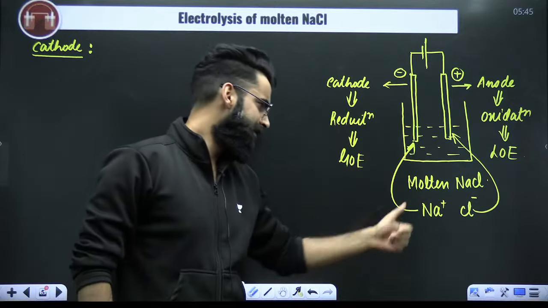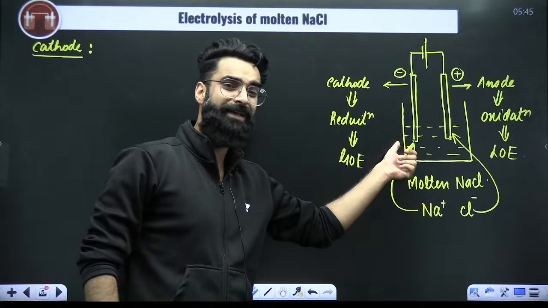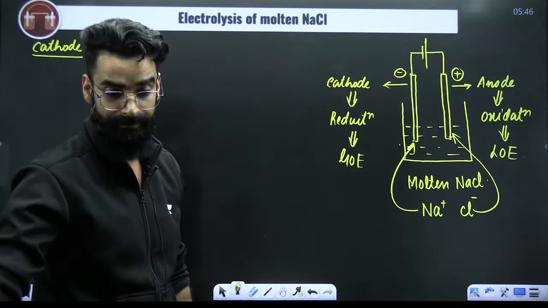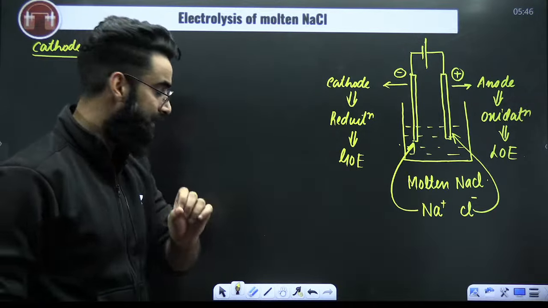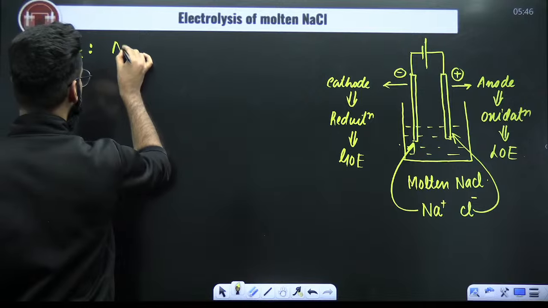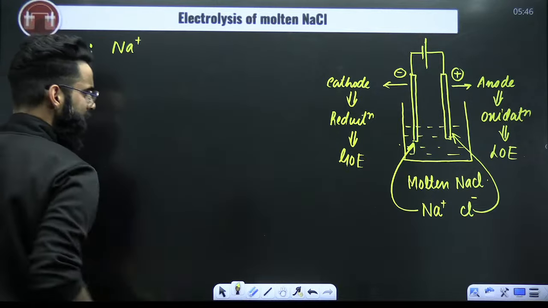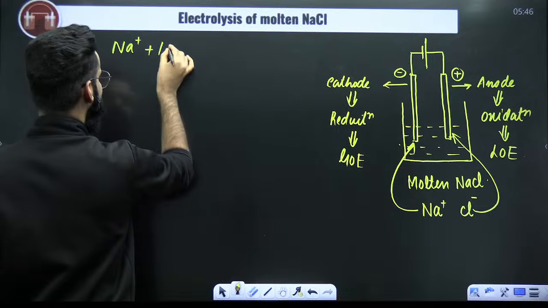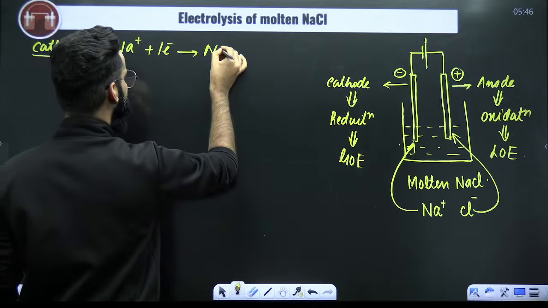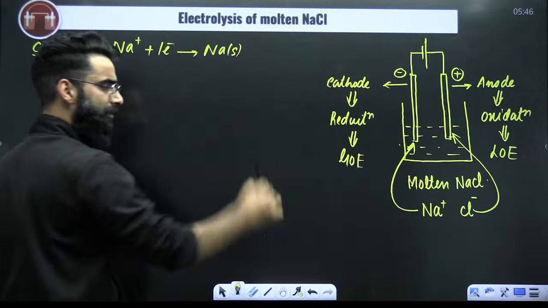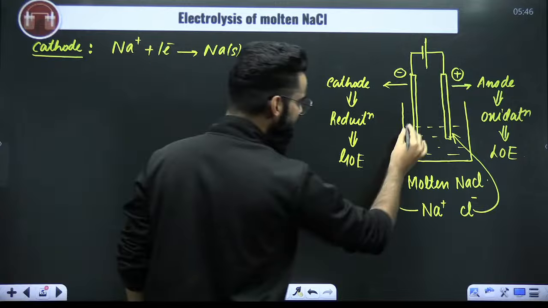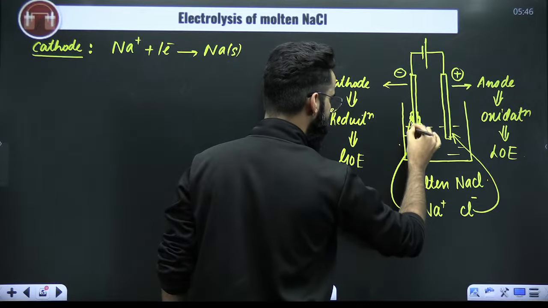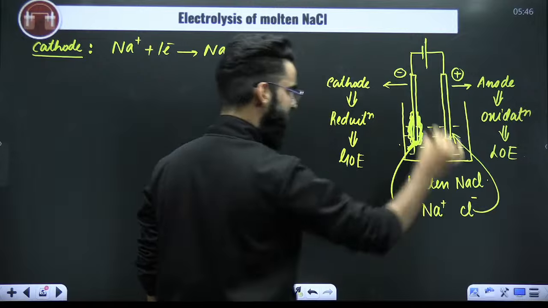Reduction happens. So the Na+ which is going towards the cathode will undergo reduction. Reduction involves gain of electrons. So at the cathode, your Na+ will undergo reduction. It will gain one electron and will get converted into Na solid, right? And this particular Na solid will start getting deposited on this particular rod.